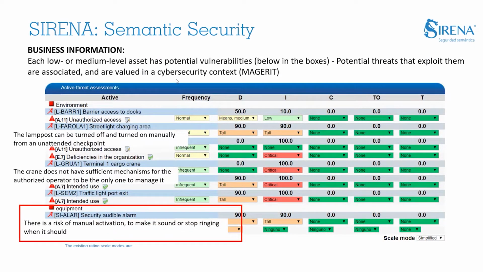Next, from the business point of view, a possible threat is associated for each asset. This threat is usually accompanied by a vulnerability detected in the system. In the example, the church area lamp has a potential threat of unintended use as it is managed from an attended checkpoint. This is the vulnerability. In addition, the threat is evaluated in terms of possible frequency and how it affects the security dimensions previously explained.